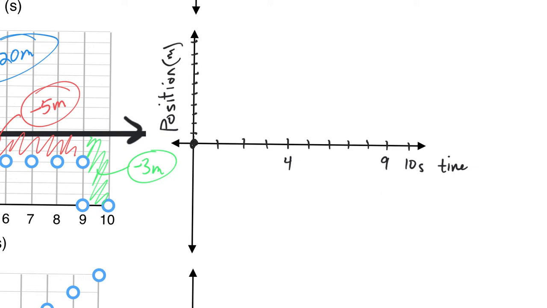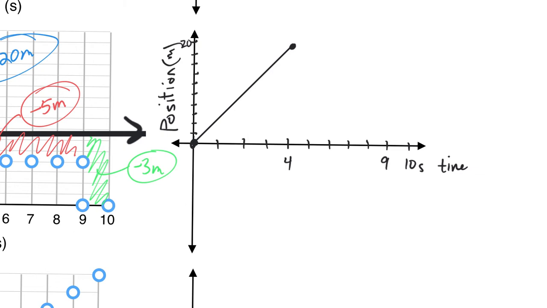In the first 4 seconds, I moved 20 meters. So I've already got my 20 meters here. That puts a dot there. The velocity was a flat line, which means the velocity was constant. So I need my slope here to be intentionally constant.